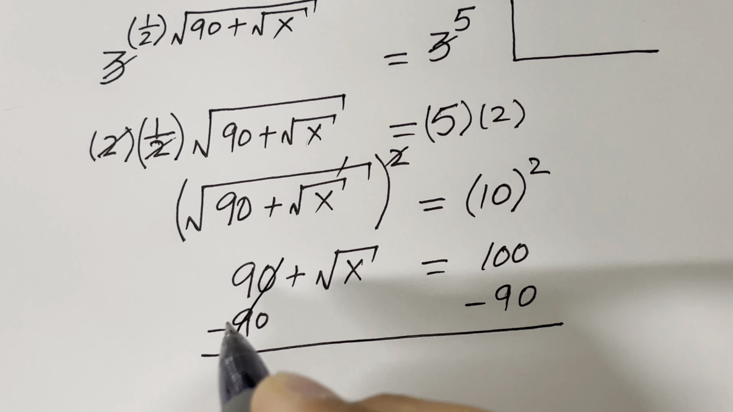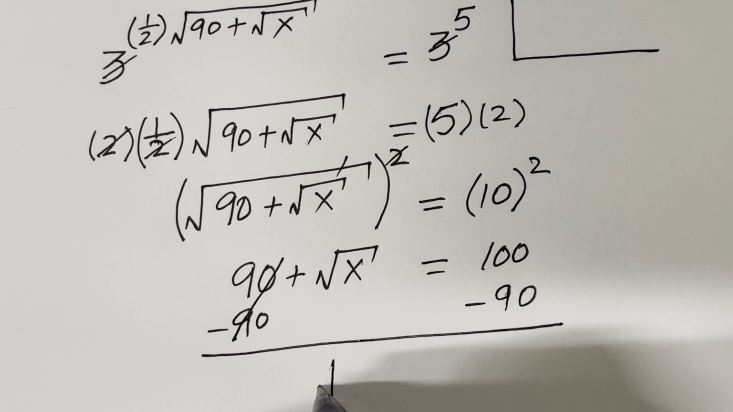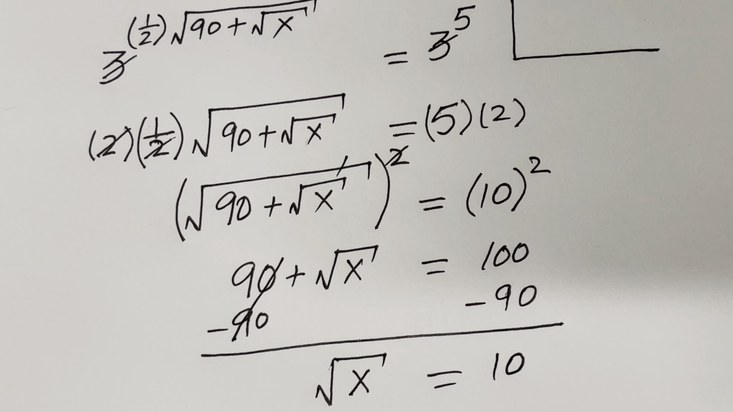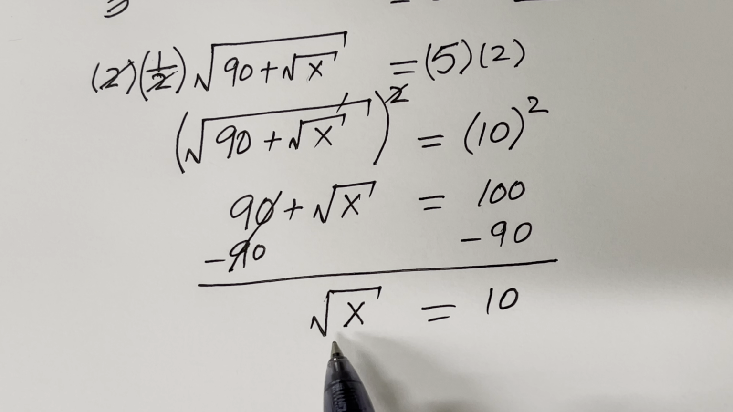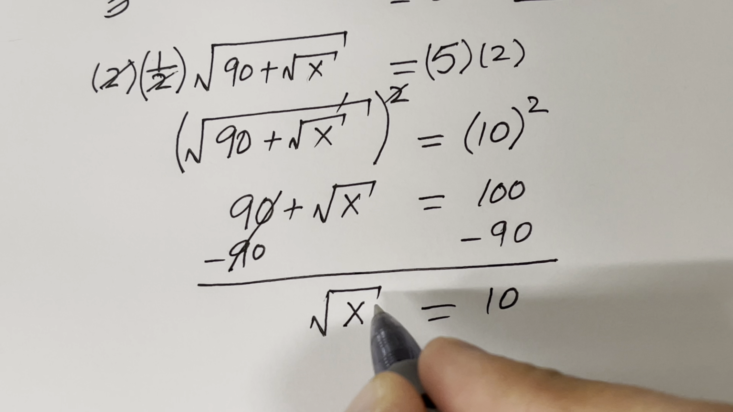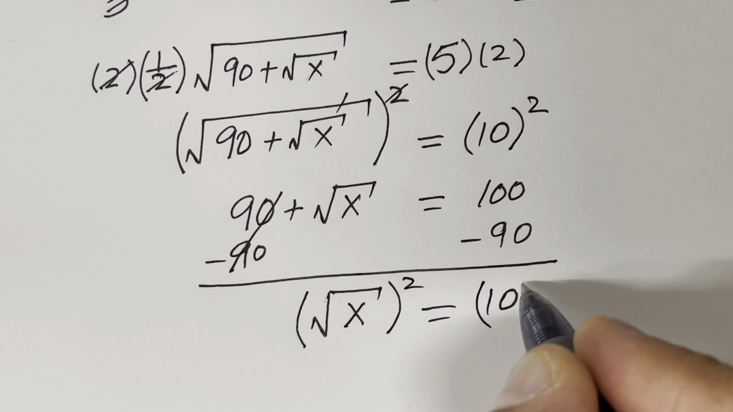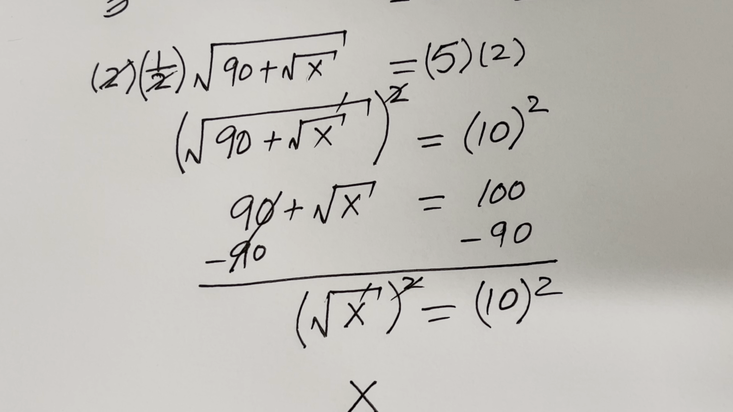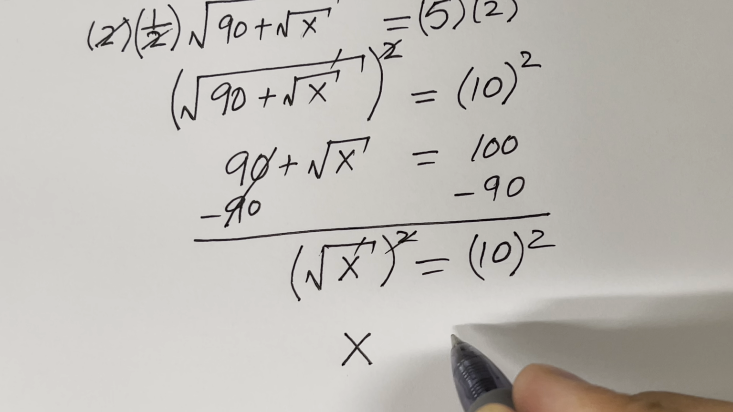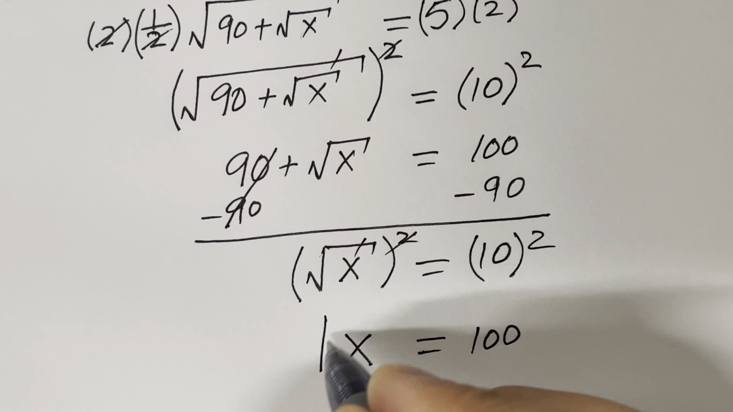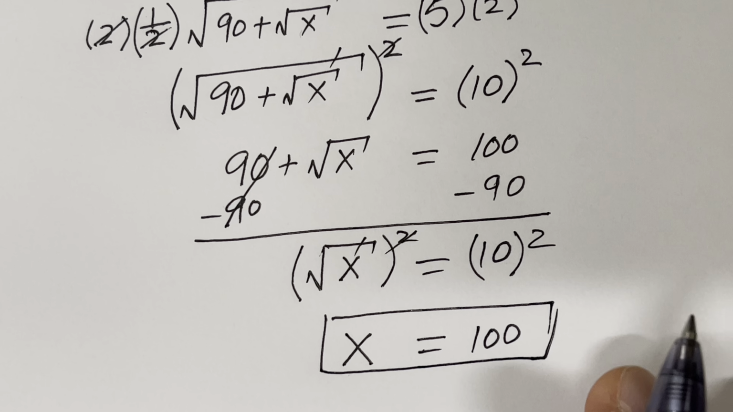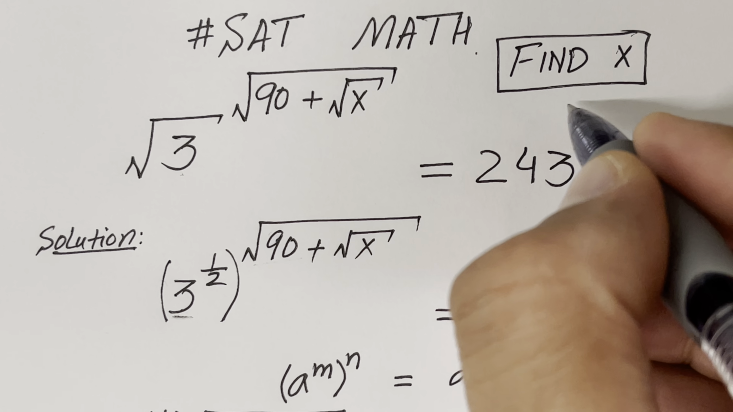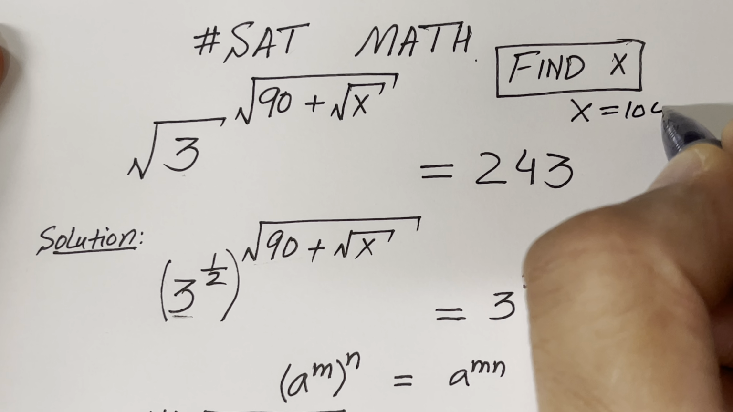If you subtract 90, then you will get square root of x on the left hand side, and 100 minus 90 is just 10. We are just one step away from our answer. We want to get rid of the square root, so again take the square on both sides. Square and square root will cancel each other, so on the left hand side you have just x, and on the right hand side 10 squared is 100. So what is the value of x from here? This equation will be true only when x is equal to 100.